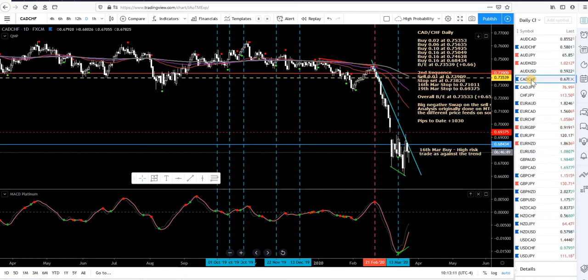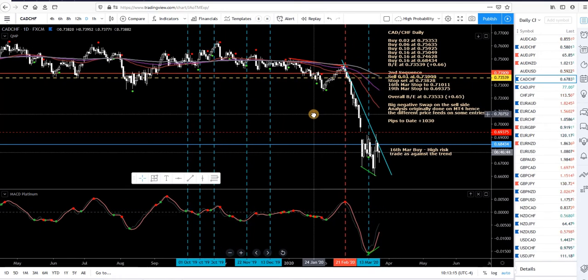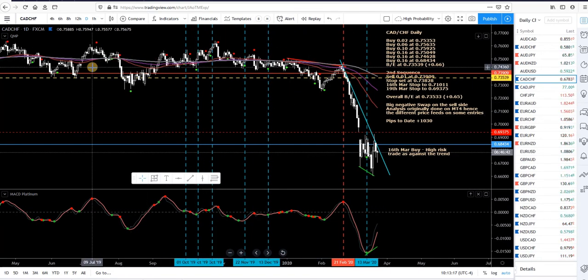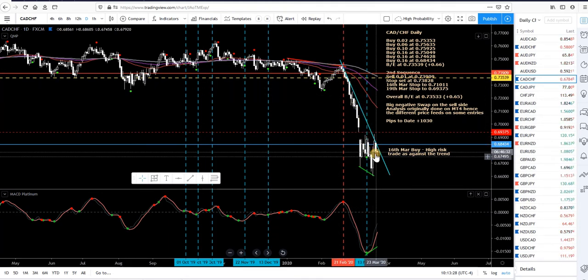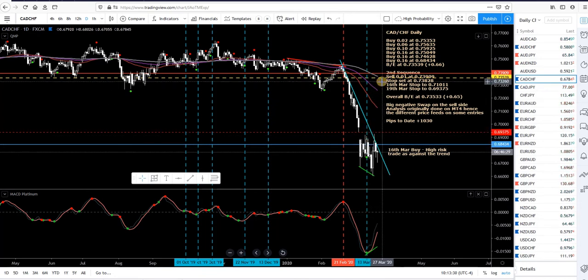CAD Swiss, one of my problem pairs. If you've been following me for a while, you know this pair's doing my head in. I did plenty of videos when it was just meandering up and down like this, and I took all these buys in this area, and I thought it'll always come back, but coronavirus made a complete fool out of me. This thing dropped off a cliff, and I'm in a world of pain because there's my overall break-even all the way up here, the yellow dashed line.